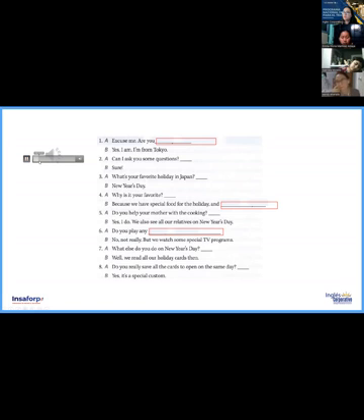Intonation in questions. One. Excuse me, are you from Japan? Yes, I am. I'm from Tokyo. Two. Can I ask you some questions? Sure. Three. What's your favorite holiday in Japan? New Year's Day. Four. Why is it your favorite? Because we have special food for the holiday, and we relax all day. Five. Do you help your mother with the cooking? Yes, I do. We also see all our relatives on New Year's Day. Six. Do you play any special games? No, not really. But we watch some special TV programs.